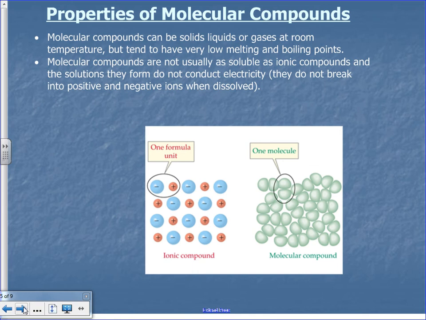All right, now molecular compounds. Molecular compounds can be solids, liquids, or gases at room temperature. So they can be any state. They typically have lower melting points and lower boiling points than ionic compounds do.